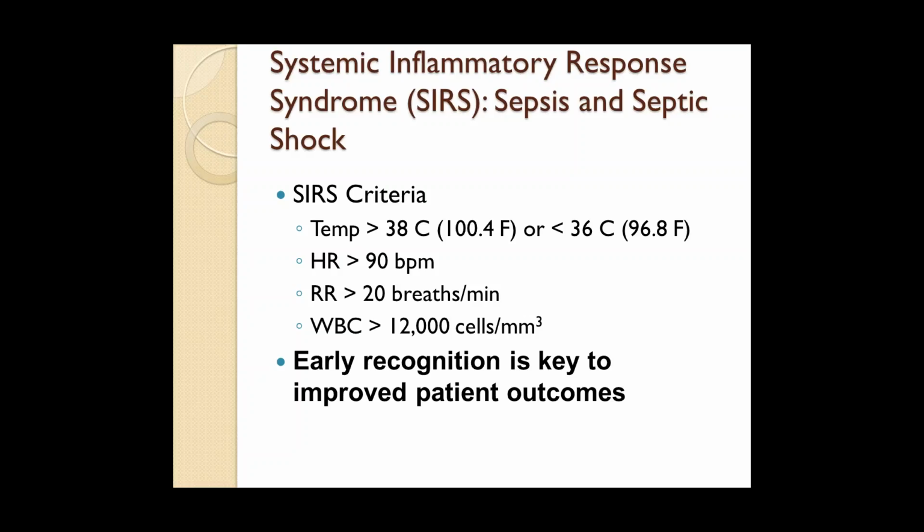The next SIRS criteria is a heart rate of greater than 90 beats per minute, a respiratory rate of greater than 20 breaths per minute, and a white count of greater than 12,000. It's extremely important to be able to recognize a patient's progression into sepsis early in order to improve patient outcomes, further stressing the importance of being able to identify patients who qualify for SIRS criteria.